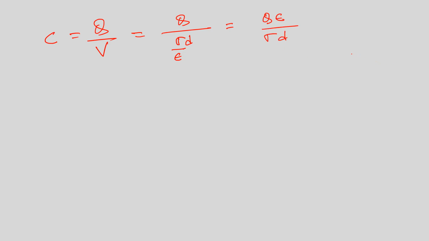What is sigma? Sigma is the surface charge density. It is equal to the charge present per unit area, right? So I'm just going to substitute the value. What I will get is Q multiplied by epsilon divided by Q by A multiplied by d. So the Q gets cancelled out, and I get epsilon A divided by d.